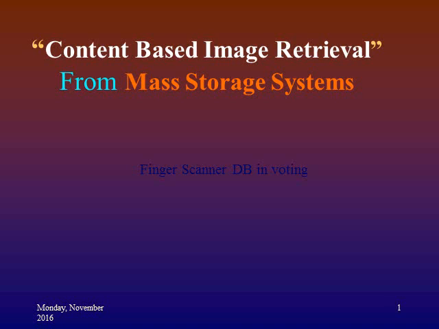What is CBIR? CBIR is content based image retrieval, also known as query by image content, QBIC, and content based visual information retrieval. CBIR is the application of computer vision techniques to the image retrieval problem, that is the problem of searching the digital images in the large databases.